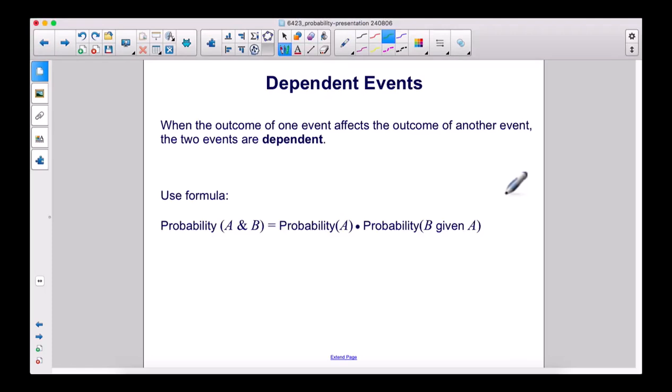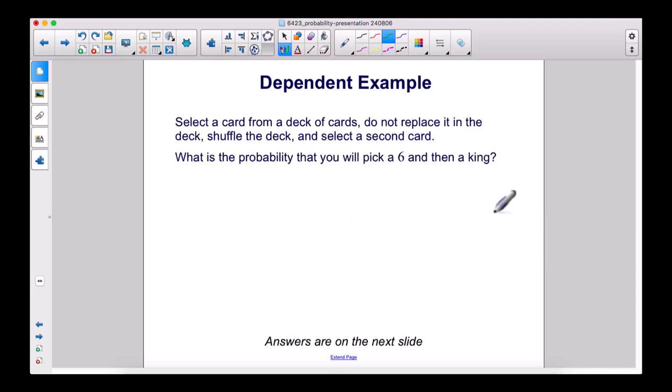When the outcome of one event affects the outcome of another event, the 2 events are dependent. And you're going to use the formula, the probability of A times the probability of B given A. Let's see this in action. Select a card from a deck of cards. Do not replace it in the deck. Then shuffle the deck and select a second card. What is the probability that you will pick a 6 and then a king?